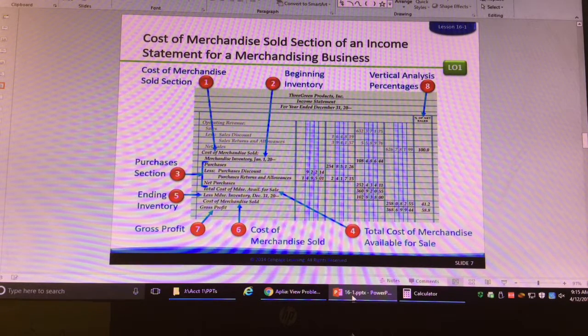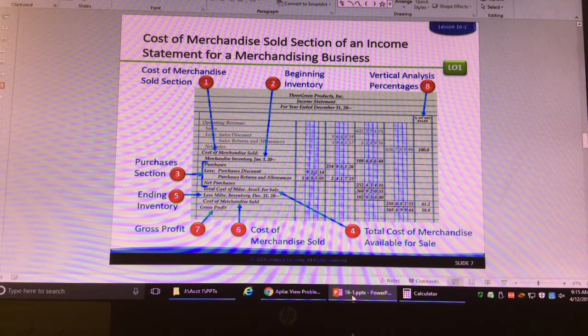So when we're filling out the cost of merchandise sold portion, we have 8 steps. In step 1, you're going to write cost of merchandise sold. It's the title. Step 2, you're going to write what's your beginning inventory. So this is going to be the amount that you have on January 1st of that given year. Step 3, you're going to prepare the purchases section. So you're going to write how much was purchased during the year.